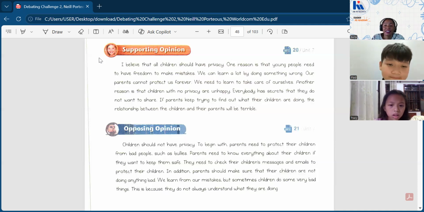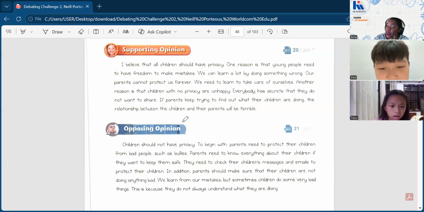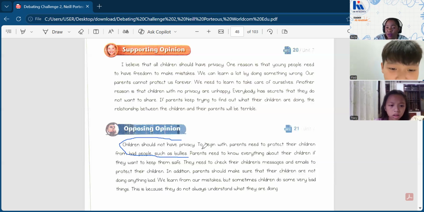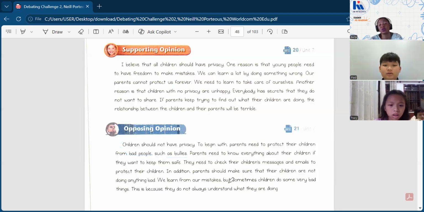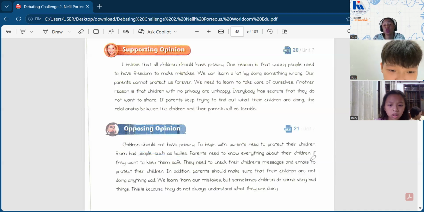Just try. All you need to do is understand. Now, you see, this one says they believe that all children should have privacy. And what you read says children should not have privacy. From this, you can understand what to explain when you read. This is the main idea. When you read the supporting ideas, you will understand what to say. Okay, Tom, let's go.